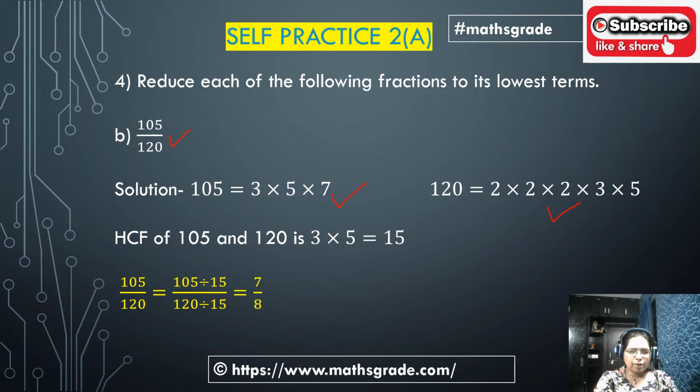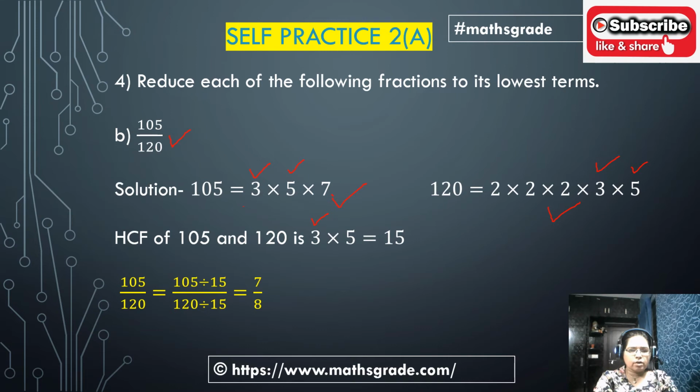In 105 there is only one 3, so we write down a single 3. And in 105 there is only one 5, and in 120 also there is only one 5, so we write down 5. And in 105 there is one 7, but in 120 there is no 7, so we don't write 7. That is not in common between both.